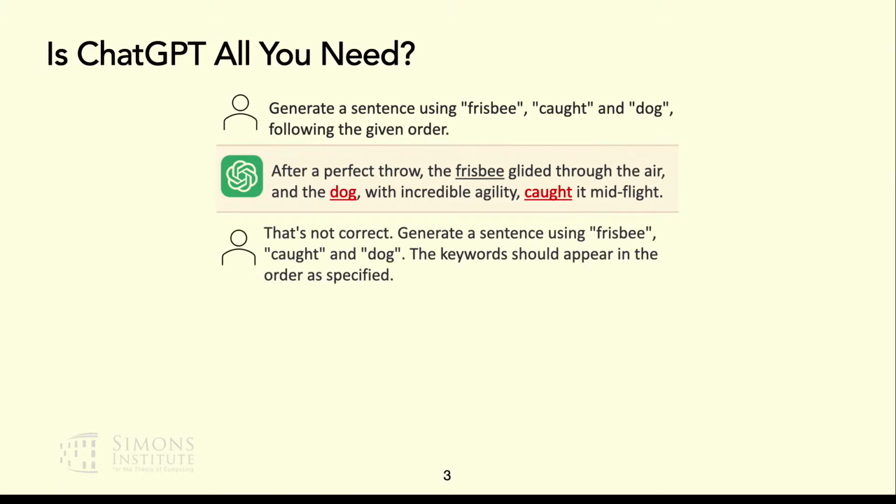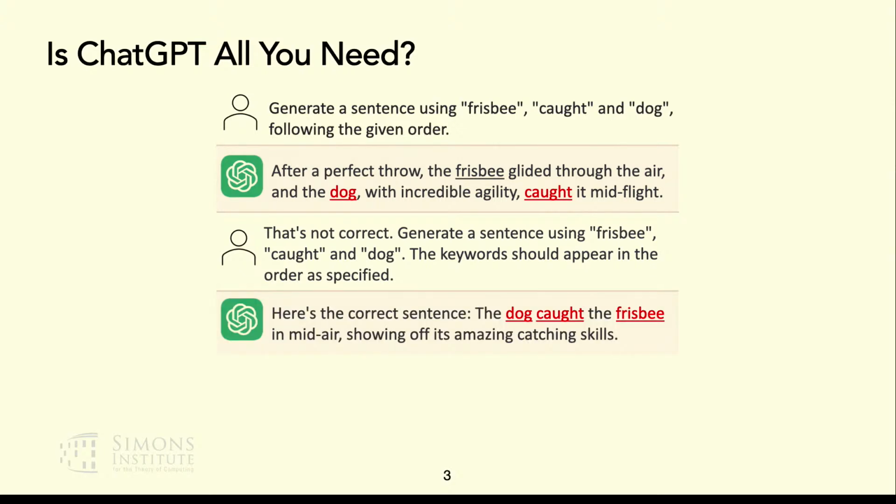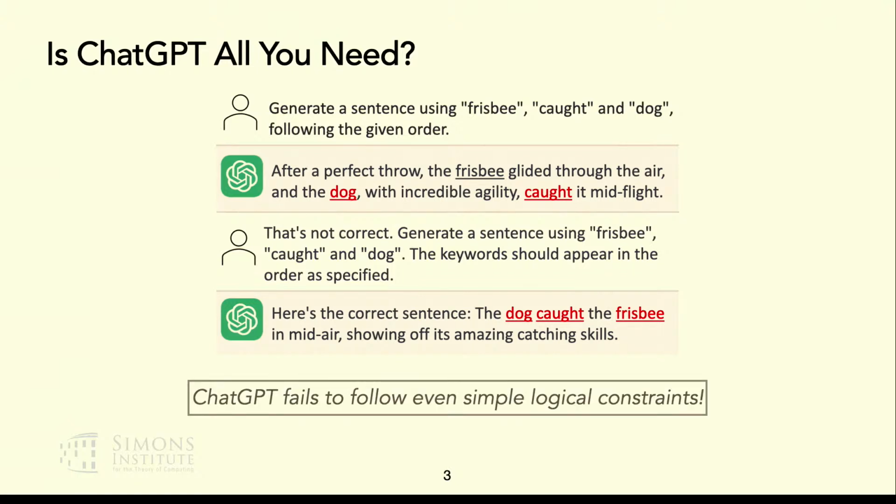So I was being patient. I tried again. Okay, again, it gives me a sentence, but it's even worse now. All of the words are in the wrong order. So you see that ChatGPT fails to follow even a simple logical constraint.